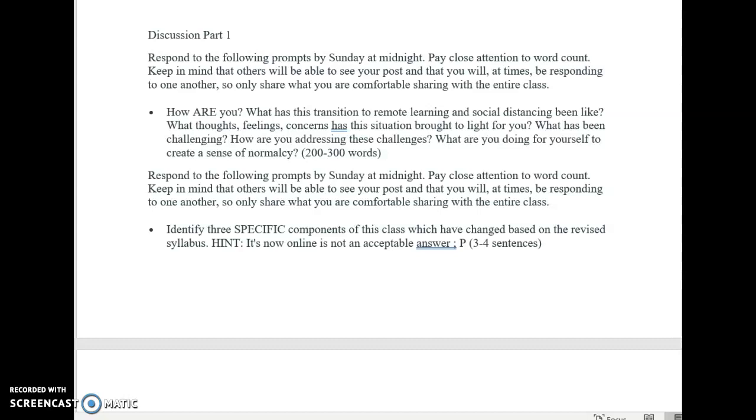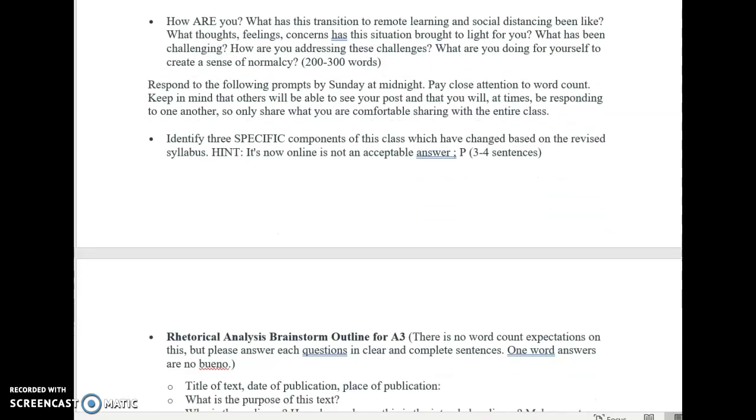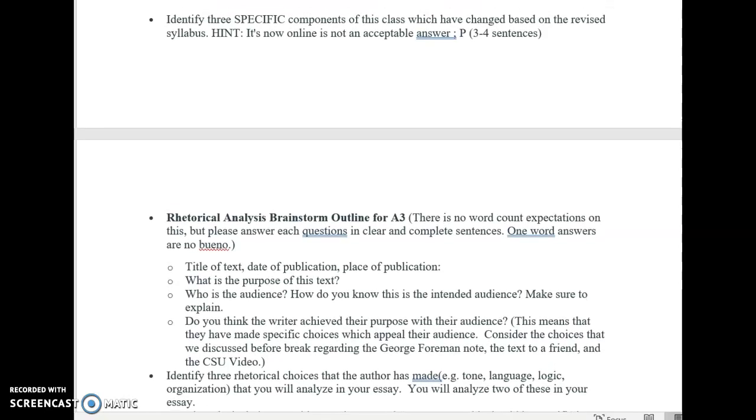The second one is a little bit more back to business. So you have a prompt that just asks you to relay information about the changes in the course structure. This just gives me the sense that you have actually had some time to review these changes.